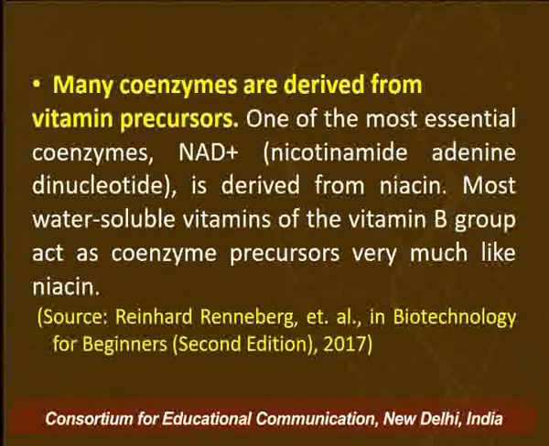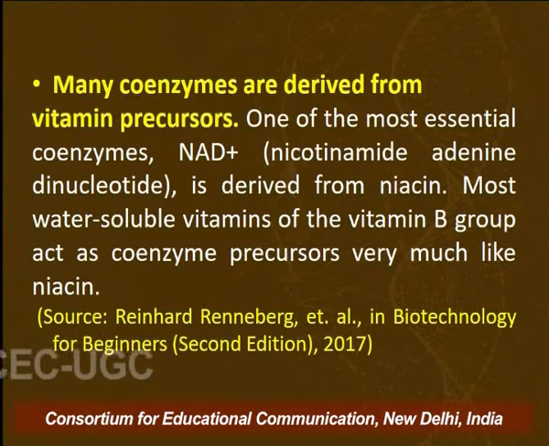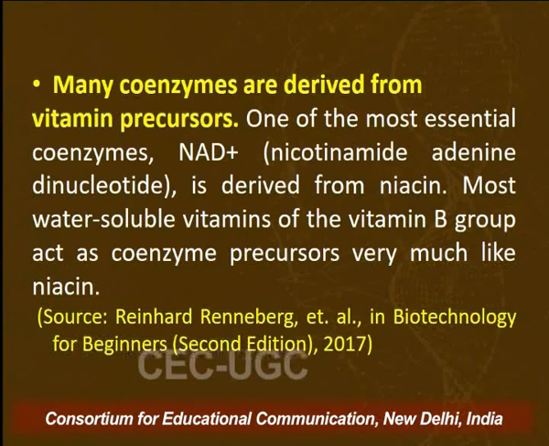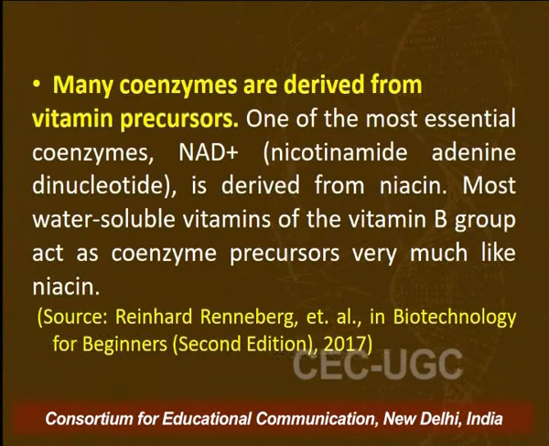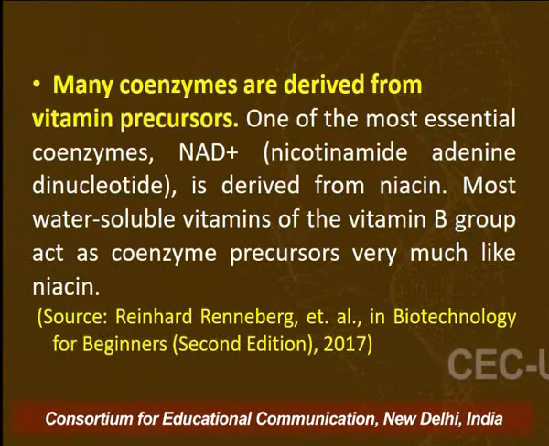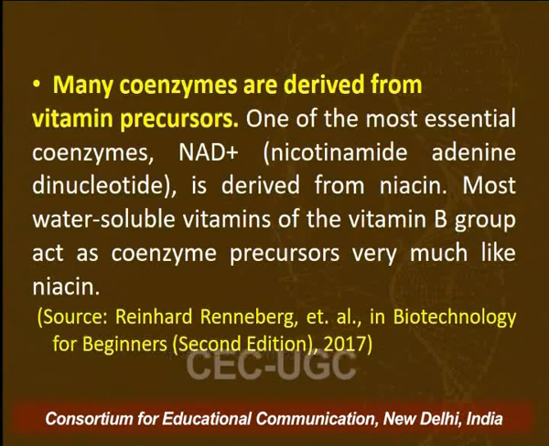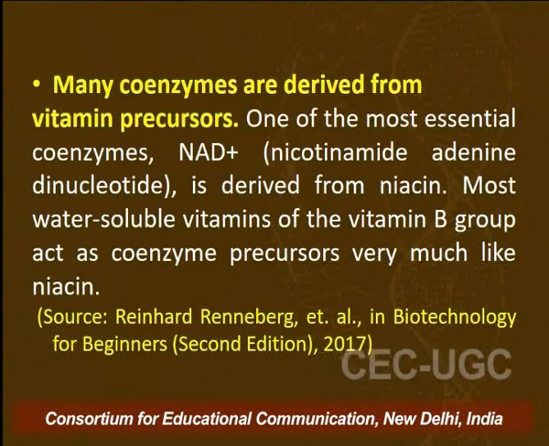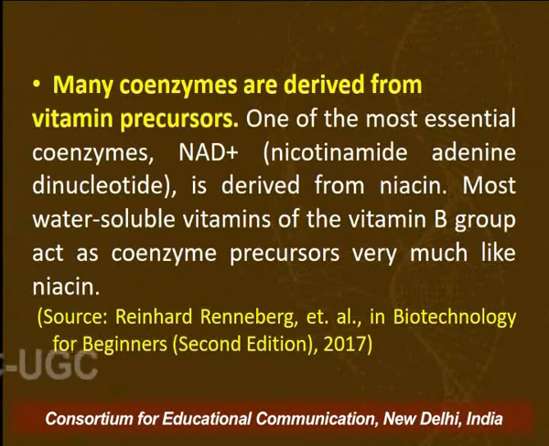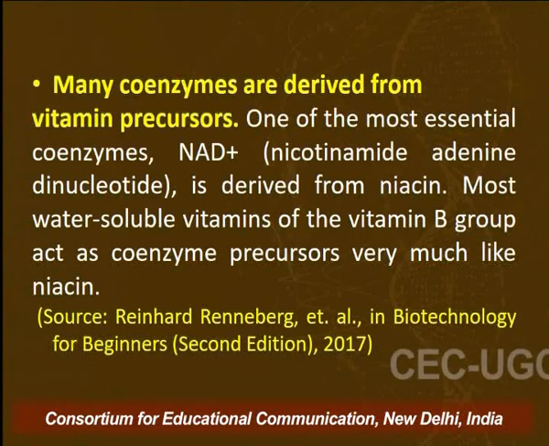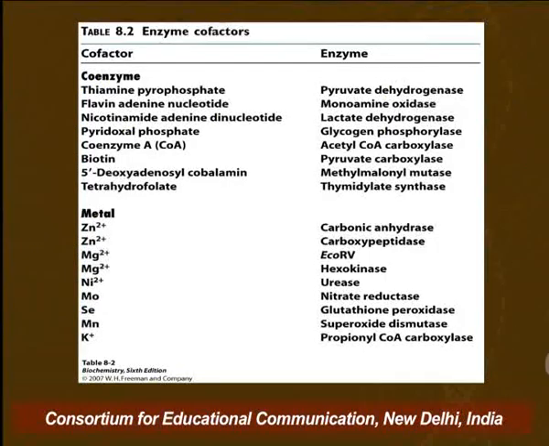So many of the coenzymes are derived from vitamins. Vitamins play a very important role in our body because most of the coenzymes, which we will see in the subsequent slide, are derived from vitamins. So many of the coenzymes like NAD plus, which is the nicotinamide adenine dinucleotide, are derived from niacin. Many of them are derived from the water soluble vitamins or vitamin B group, which act as coenzymes. So vitamins play a very important role in the body.